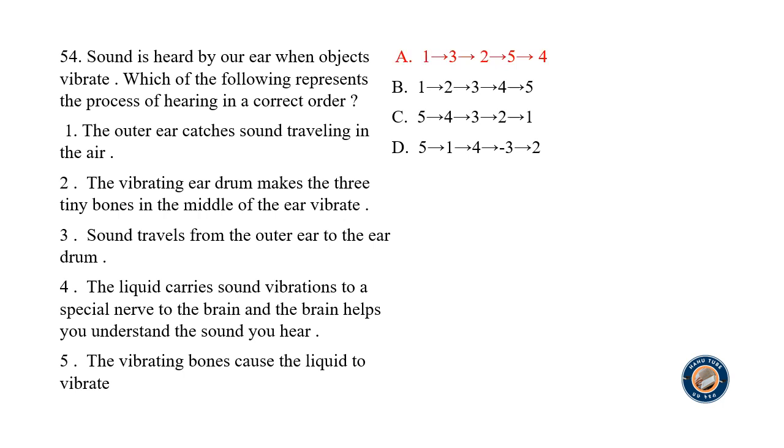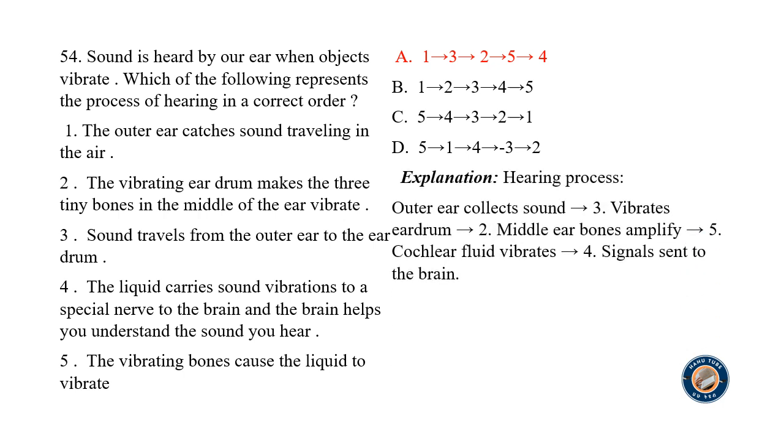The answer will be 1, 3, 2, 5 and 4. Here the hearing process goes like this. The outer ear collects sound. Then it vibrates the eardrum. Then the middle ear bones amplify. Then the cochlear fluid vibrates, and finally signals are sent to the brain. Therefore, 1, 3, 2, 5 and 4 is the correct order.